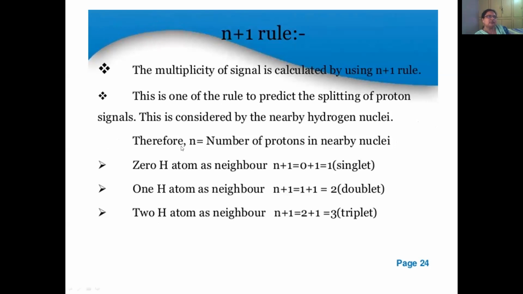If there are n hydrogens on the nearby nuclei: with 0 H atoms, you will get a singlet peak. With 1 H atom, 1 plus 1 is 2, a doublet. With 2 H atoms, 2 plus 1 is 3, a triplet. With 3, 3 plus 1 is 4, a quartet. Similarly, you can work out the number of protons present there. Thank you.